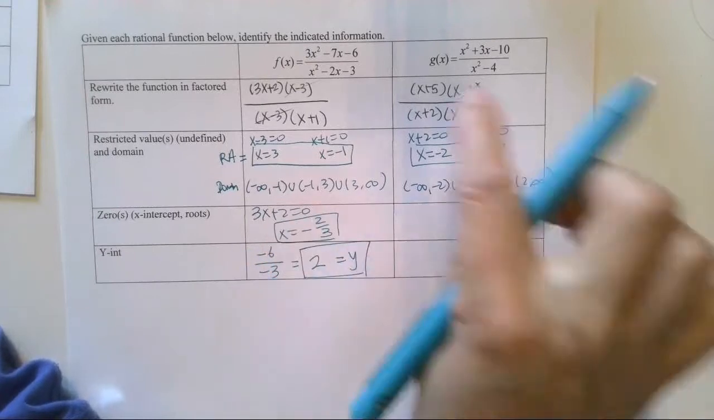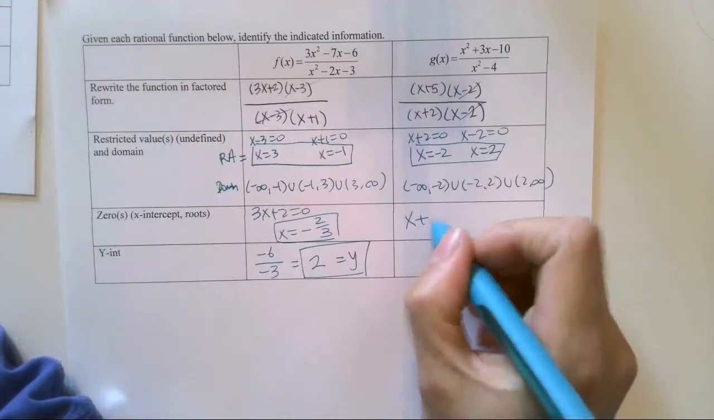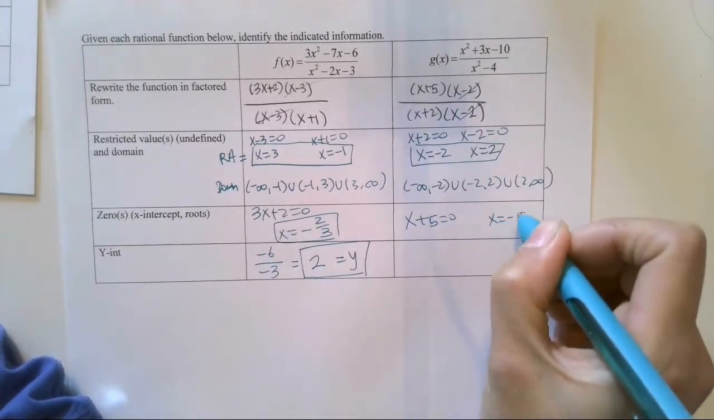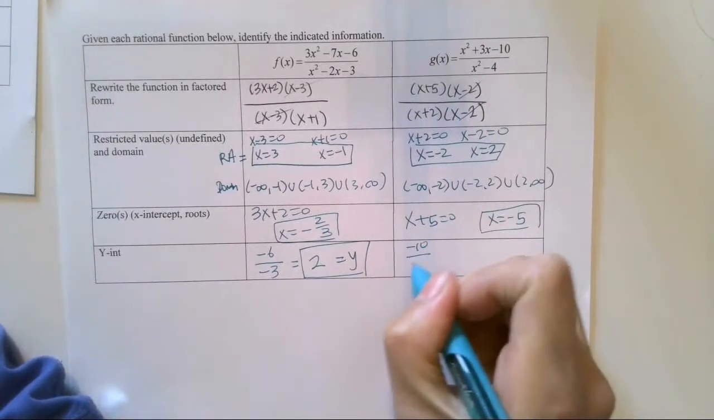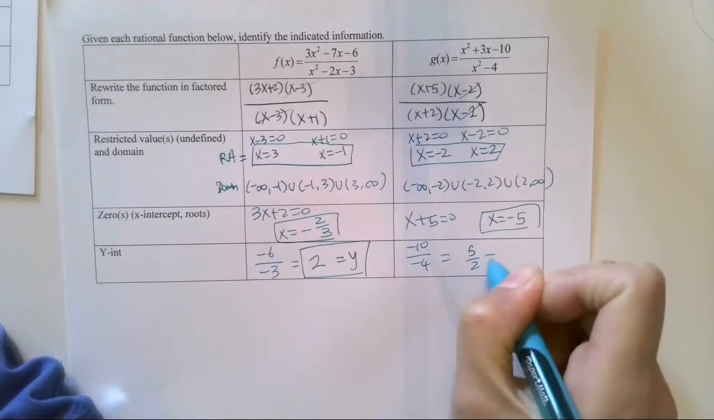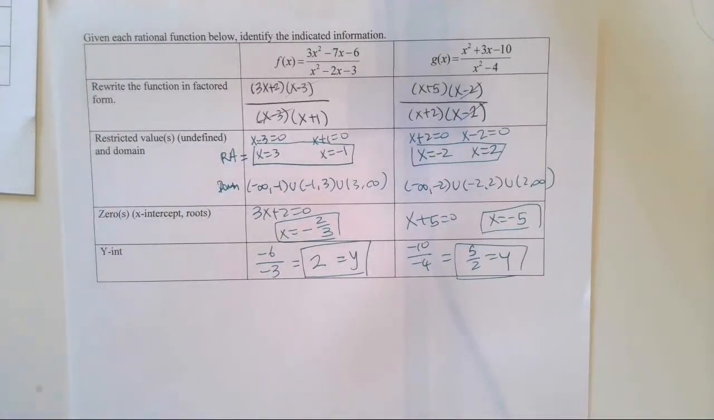X-intercept: non-canceling factor of the numerator, which is x plus 5. Y-intercept: constant over constant. Negative 10 over negative 4 is 5 half. So y is equal to 5 half. Okay? Alright, let's do one more practice.